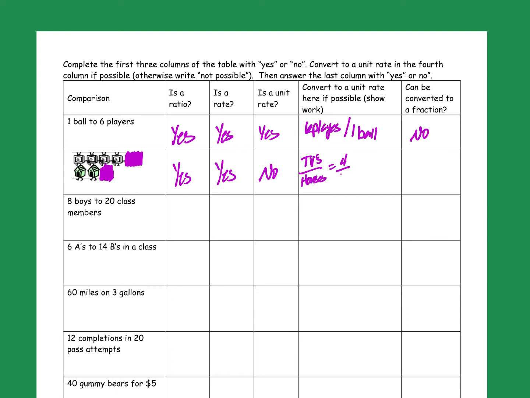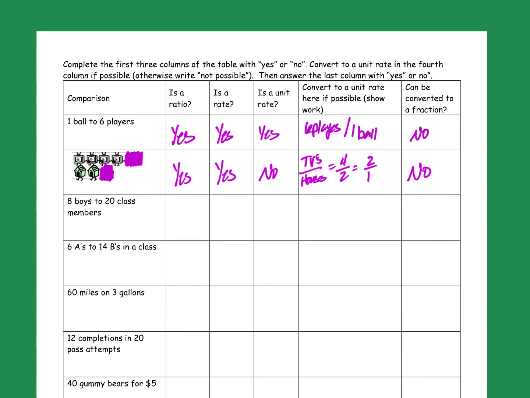4 out of 2. So that means I have 2 TVs per house, which is pretty standard actually. Can it be converted to a fraction? No. I need to fix that picture. That was pretty bad. Okay, 20 boys to, oh, thank you.